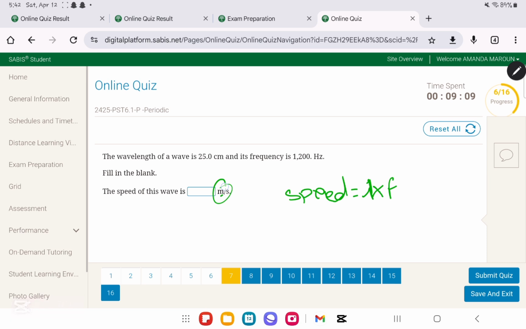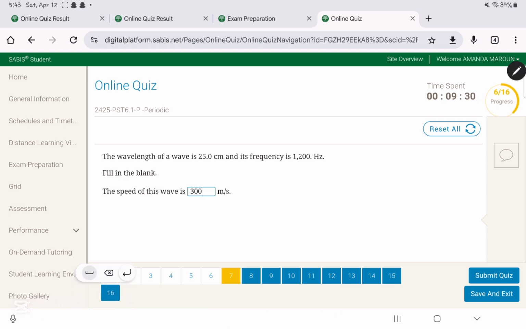What is the wavelength? We need to change it into meters. So the wavelength is 25 centimeters, which is 0.25 meter, times the frequency, which is 1200 hertz. Let us put it on the calculator. 0.25 times 1200 hertz, you will get that it is 300 meters per second.